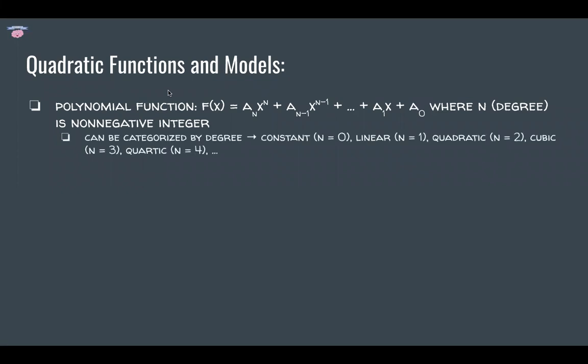We can categorize it by the degree, like I said. The constant is when n is 0. Linear, we talked about, n is 1, so it'll be something in the form of ax plus b. Quadratic is when n is equal to 2, so it'll be ax squared plus bx plus c. We've talked about this before. Cubic is ax cubed plus bx squared plus cx plus d. And then finally, last but not least, the quartic, ax to the power of 4 plus bx to the power of 3, plus cx squared plus dx plus e.